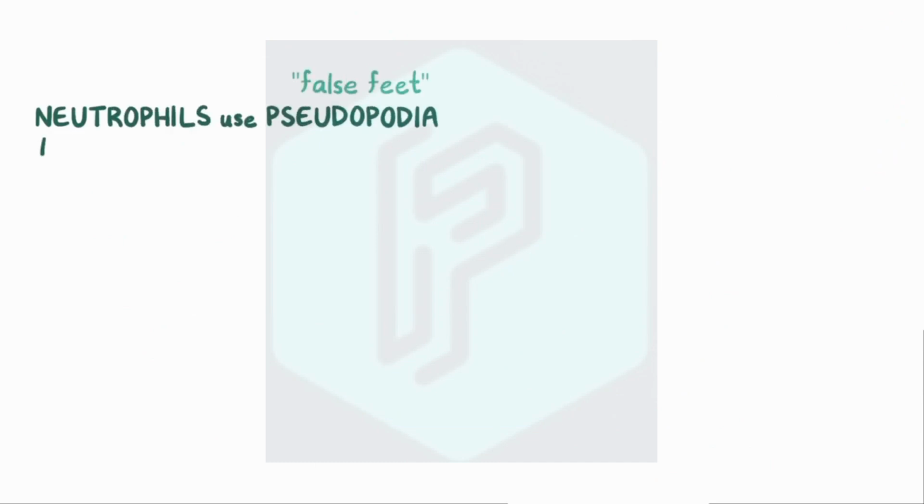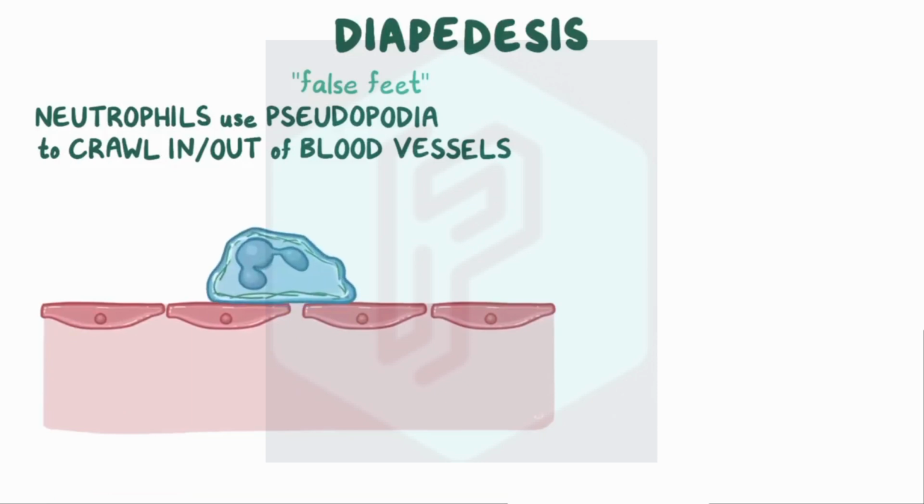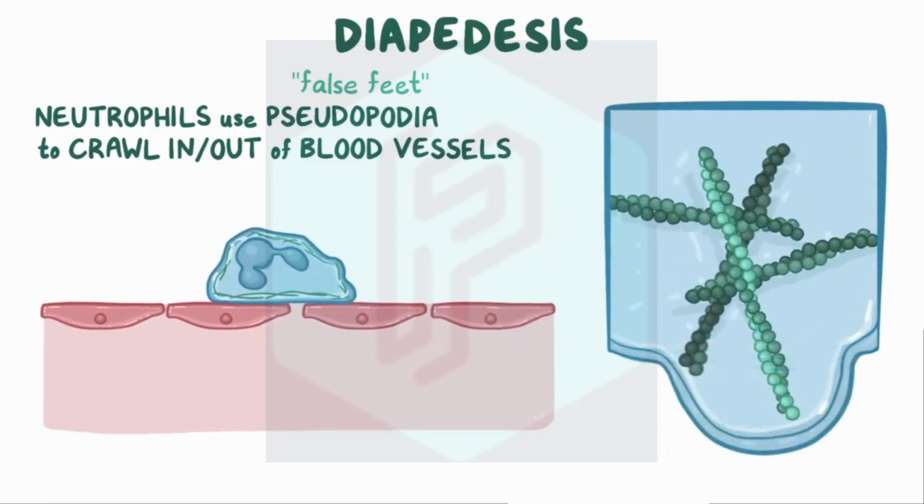White blood cells, like neutrophils, use extensions called pseudopodia, or false feet, to crawl in and out of blood vessels, a process called diapedesis. The way that works is that the neutrophil's actin filaments grow rapidly through the polymerization of many actin monomers in one direction, to push out the cell membrane and create a foot.